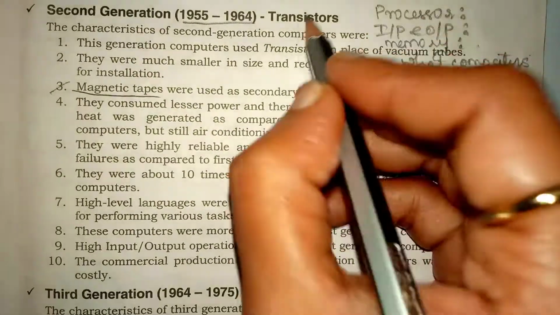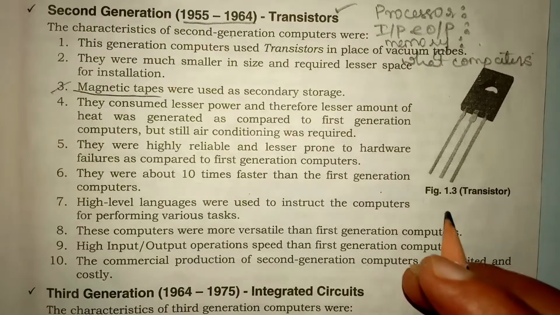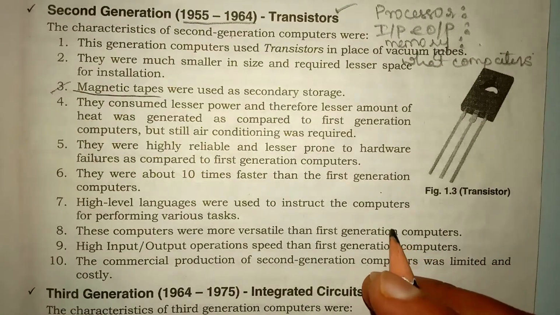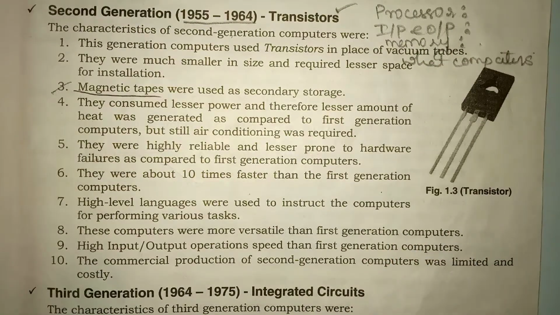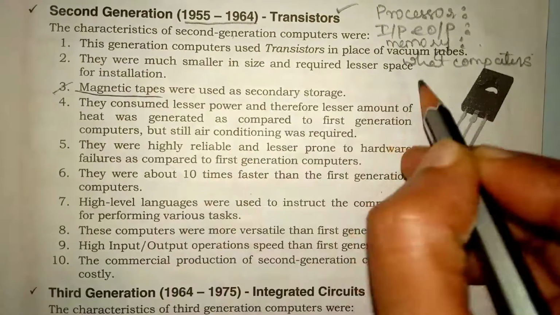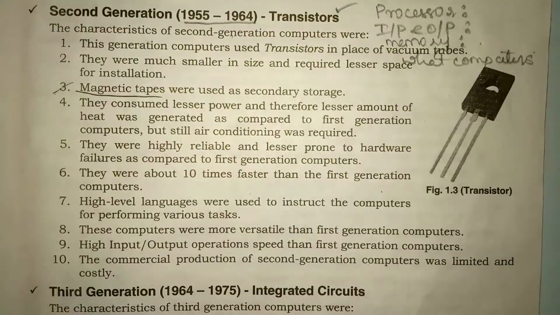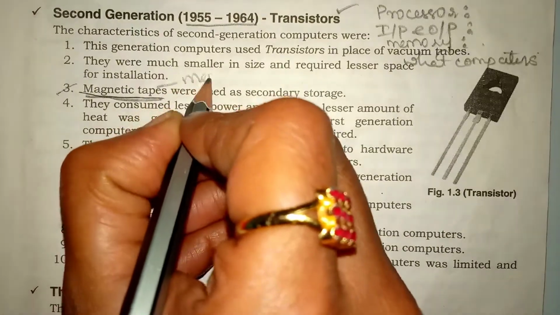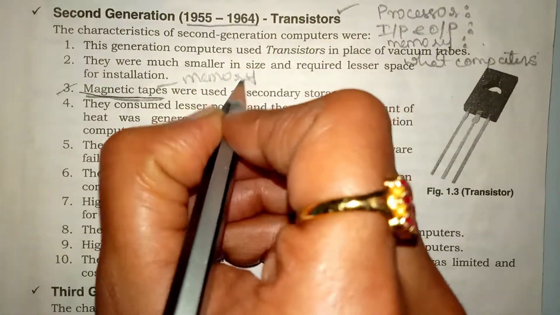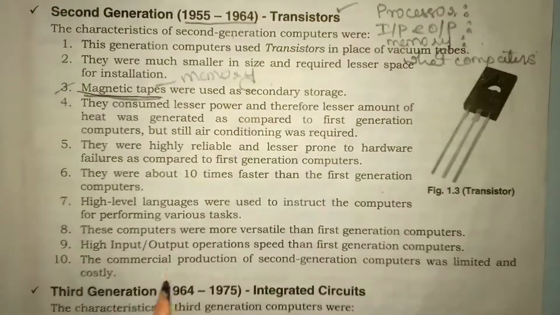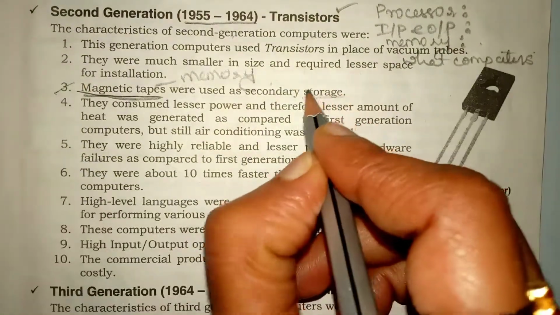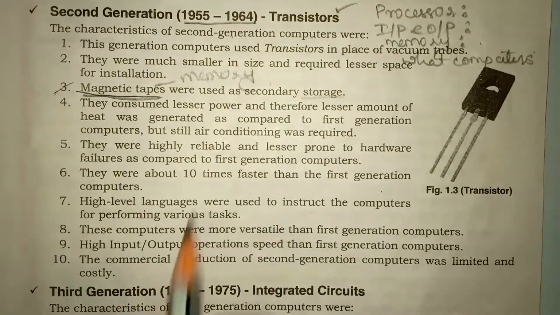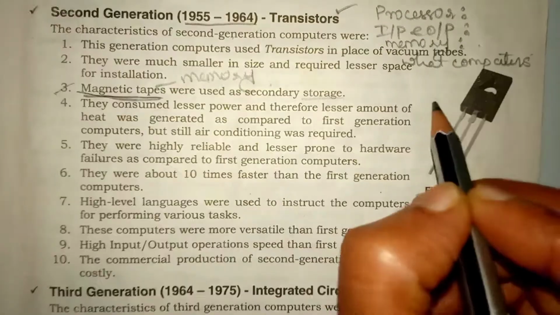In this generation they used transistors as the processor, and compared to the first generation, the size was decreased here, with lesser space for installation. And here magnetic tapes were the memory they used to store everything, as the secondary storage. Storage is nothing but related to memory. They consumed lesser power and therefore lesser amount of heat.